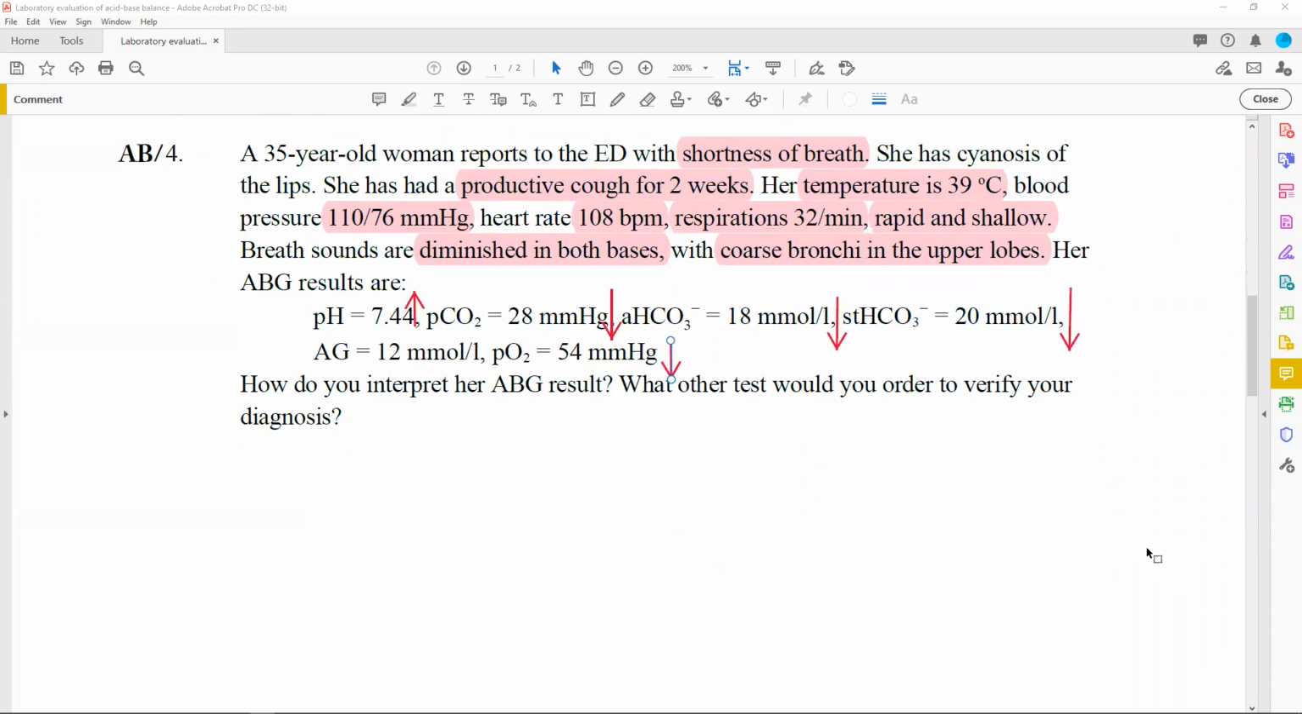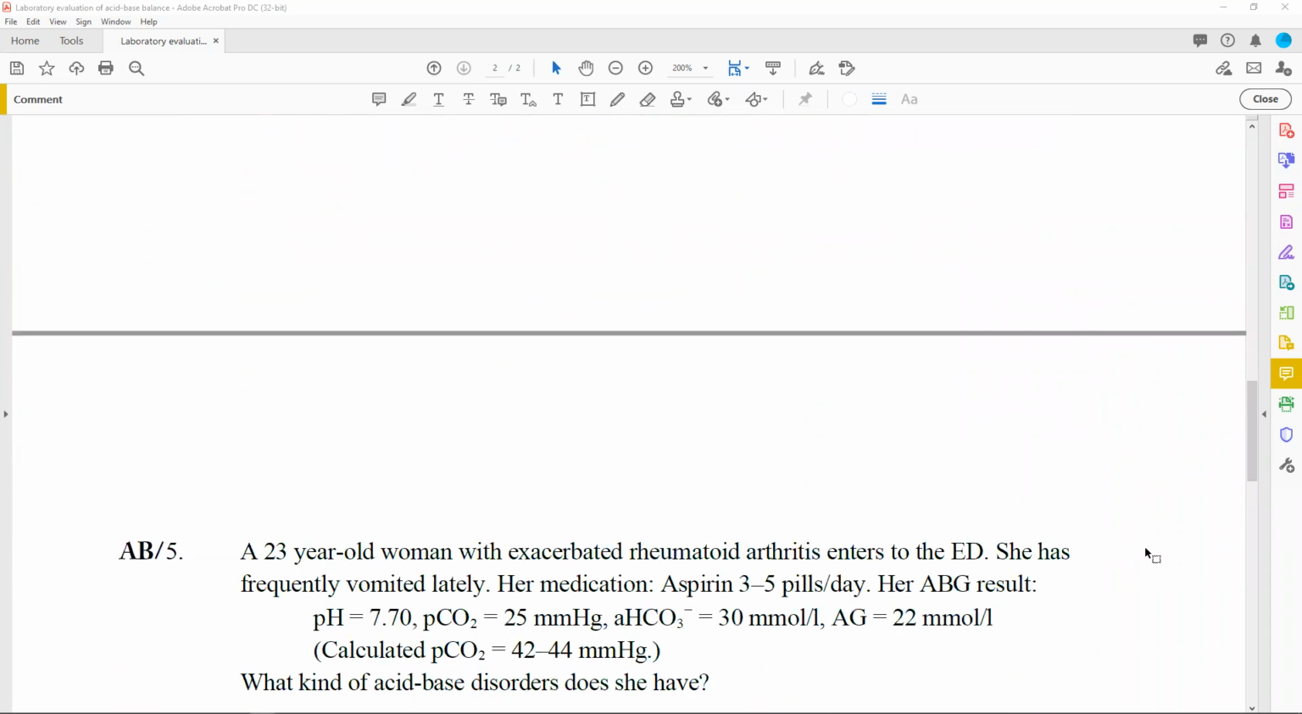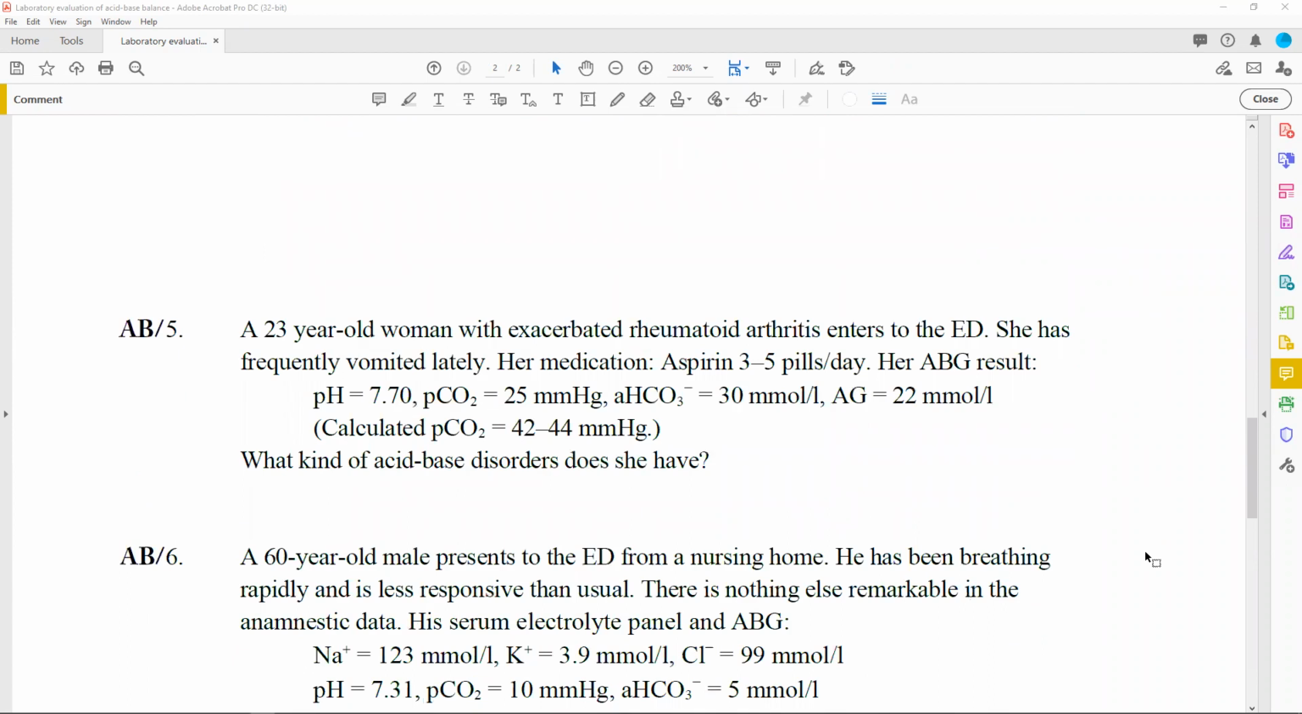Fadl, Fadl is yours. Hello. Okay. So, a 23-year-old woman with exacerbated rheumatoid arthritis enters the ED. She has frequently vomited lately. Her medication, aspirin, 3 to 5 pills per day. Okay. All right. Rheumatoid arthritis. Vomited lately. Yes. Aspirin. Okay. Now let's see.